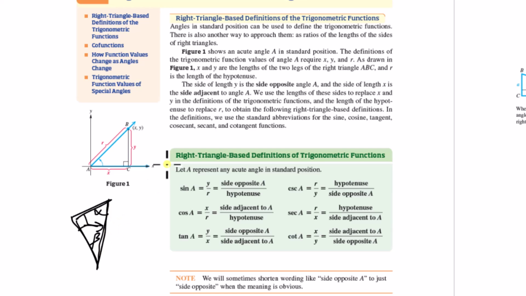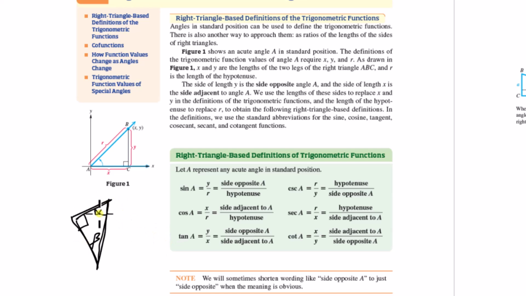There's the hypotenuse. And so you can choose any one of the angles. And you say, so sine of beta is opposite over hypotenuse. Cosine of beta is adjacent over hypotenuse. Sine of alpha is opposite over hypotenuse. Cosine of alpha is adjacent over hypotenuse.